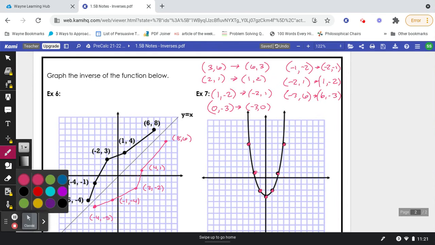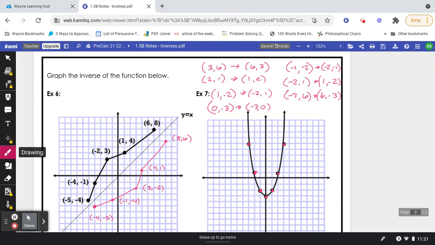So let me switch a different color or something. There we go, purple. So 6, 3, right there. 1, 2. -2, 1. That's a dot on top of another dot that's already there. That's okay. It does not mean you're wrong. -3, 0. -2, -1. 1, -2, another dot on top of another dot, and 6, -3 would put you right there.